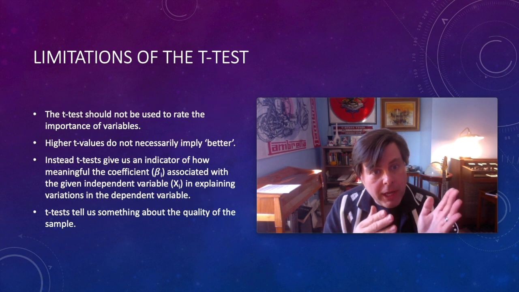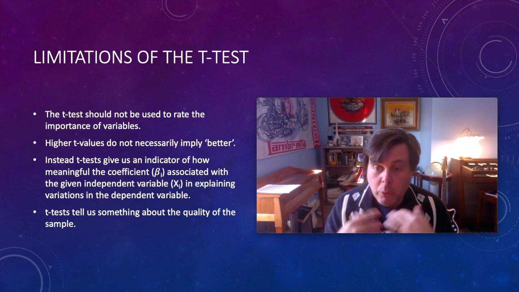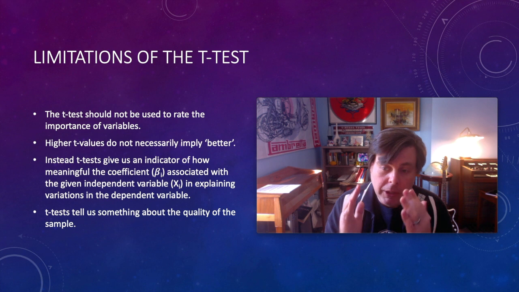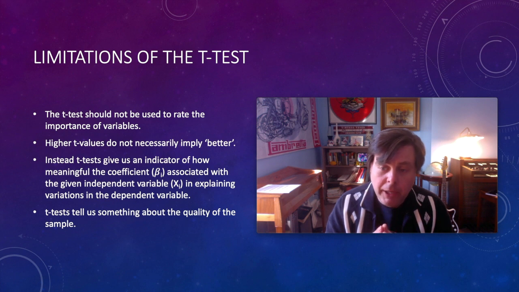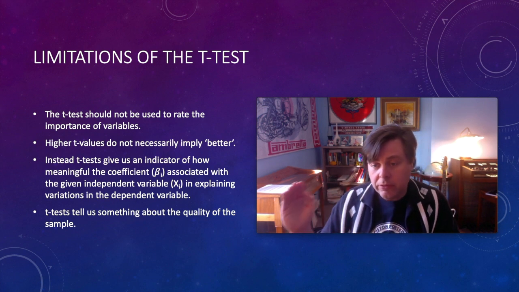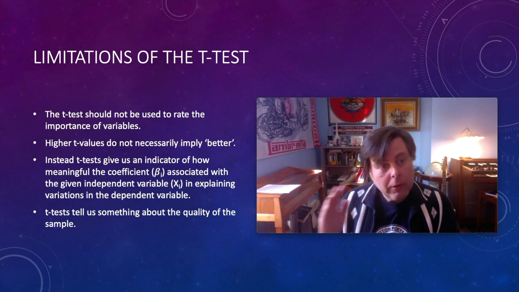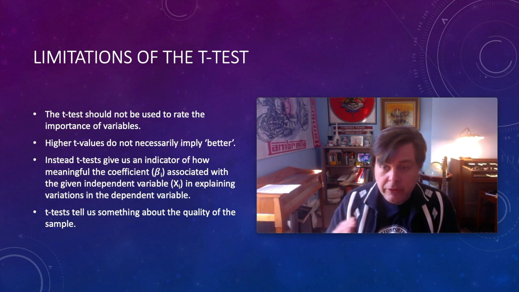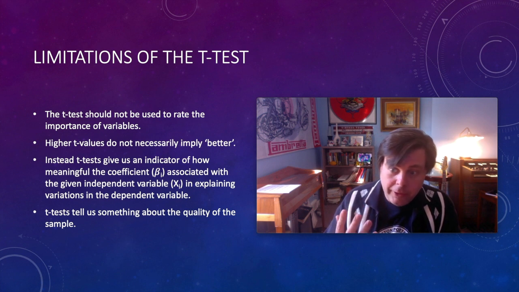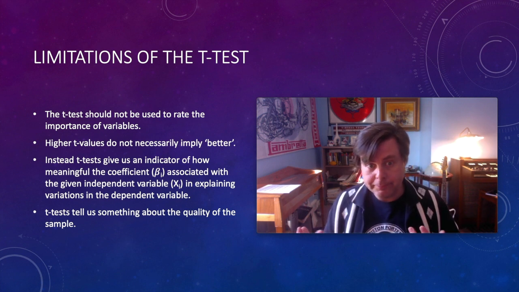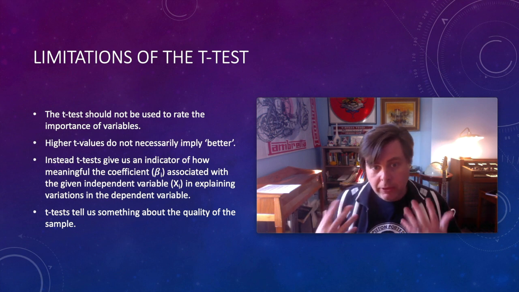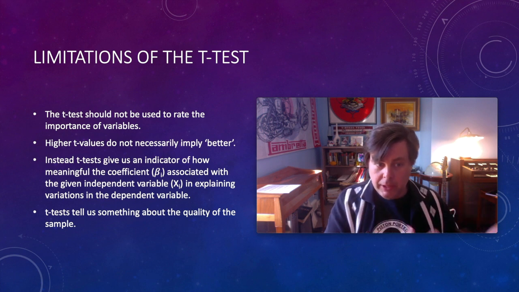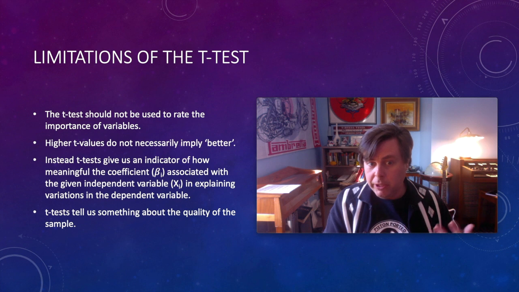Similarly, we should not be using the t-test to rate the importance of variables. So in our regression output, we're going to find the different coefficients, different estimated betas, are going to have different t-statistics associated with them. Just because a variable has a higher t-stat than another does not mean that it's a better or even more important variable. Okay? Instead, what t-tests do is they give us an indicator of how meaningful that coefficient associated with the given independent variable is in explaining variations in the dependent variable. Okay?